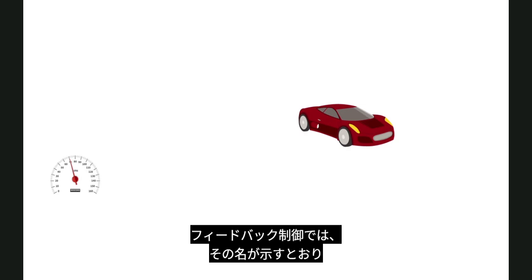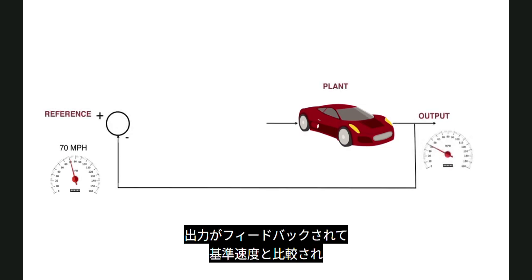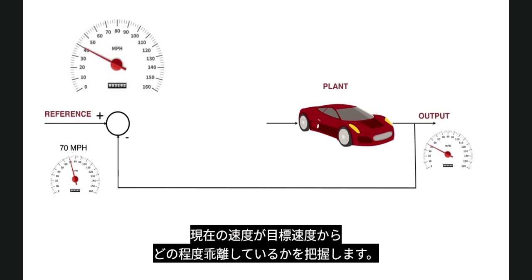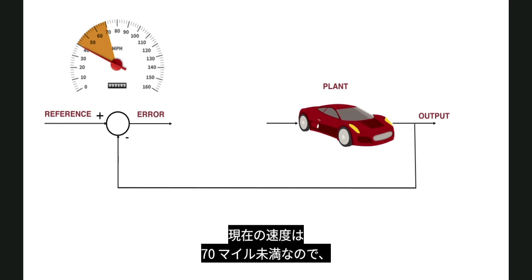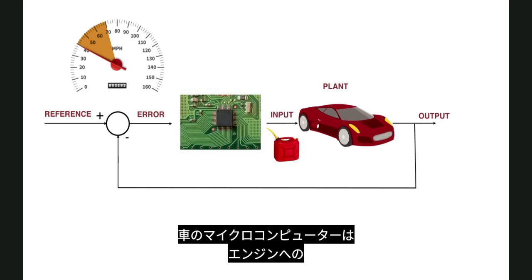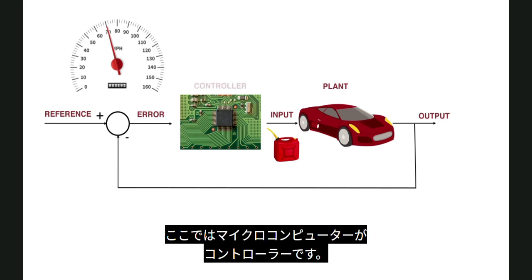In feedback control, as the name suggests, the output is fed back and compared with the reference to see how far off the current speed is from the desired speed. The difference between the two is called the error. Since our current speed is less than 70, the microcomputer in the car will increase the amount of fuel going to the engine to increase the car's speed to 70 miles per hour. Here, the microcomputer is the controller.